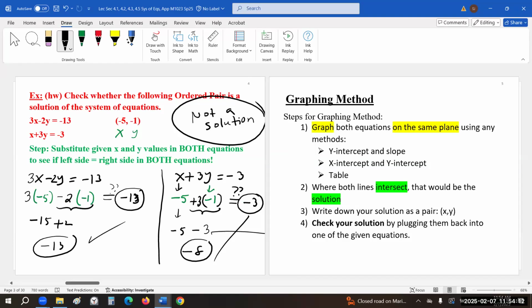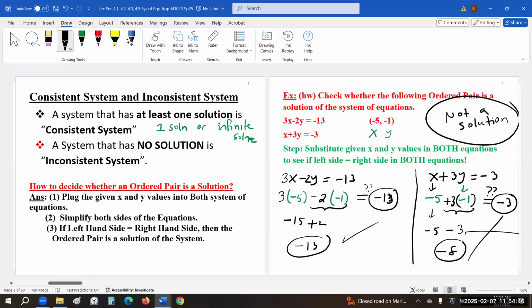I'm going to ignore the graphing method. Let me know once you're done with this page. Then I'm going to go to the substitution method.